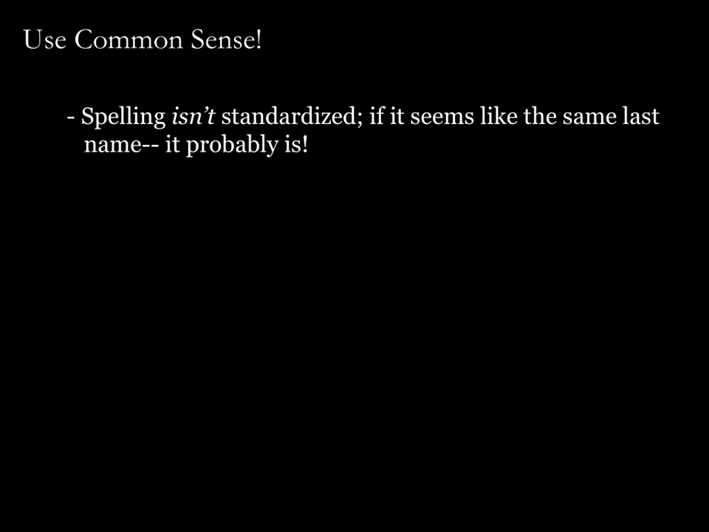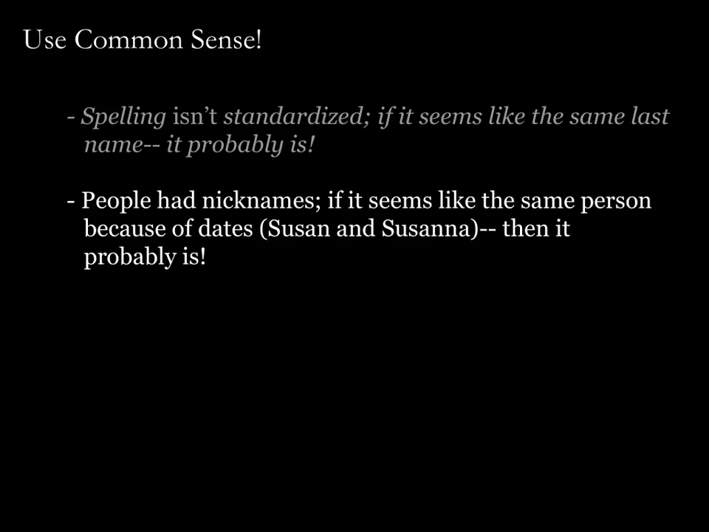Now, these are registers and they are imperfect. So you're going to have to use your common sense to try to complete these family trees. Now, first of all, remember that spelling is not standardized yet during this time period. So if it seems like it might be the same last name, it probably is, and treat it as such. And hey, guess what? People had nicknames during this time period as well. So if it seems like the registers might be talking about the same person, for example, same last name, but sometimes she's referred to as Susan and sometimes as Susanna, go ahead and treat it as the same person because, again, it probably is.